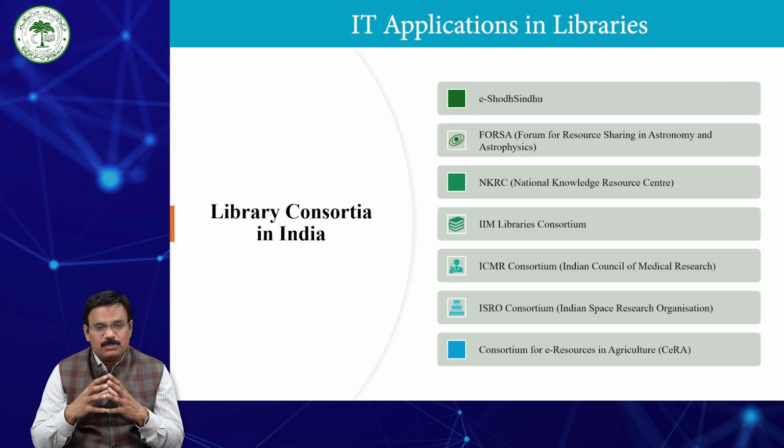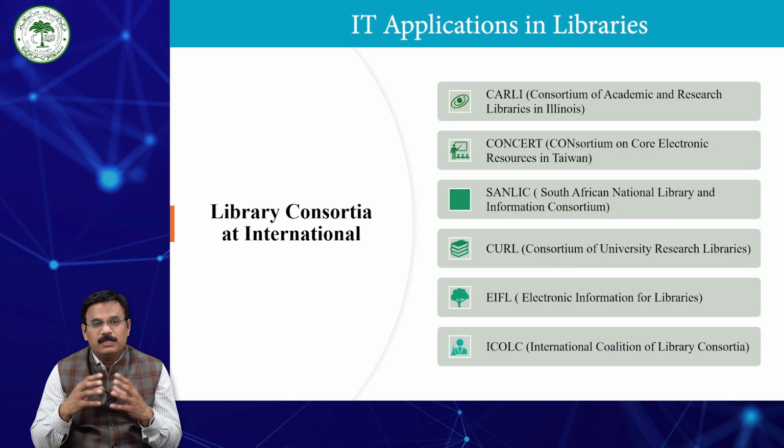So these are the major library consortia in India: e-Shodh Sindhu, Forza, NKRC, IIM Libraries Consortium, ICMR Consortium, ISRO Consortium, Consortium for E-Resources in Agriculture. We will be discussing major features and the role of all these library consortia in the next class. At the international level, we will find many consortia working successfully. For example, CARLI, the Consortium of Academic and Research Libraries in Illinois, Consortium on Core Electronic Resources in Taiwan, SANLiC, South African National Library and Information Consortium, CURL, Consortium of University Research Libraries, EIFL, Electronic Information for Libraries, ICOLC, International Coalition of Library Consortia.